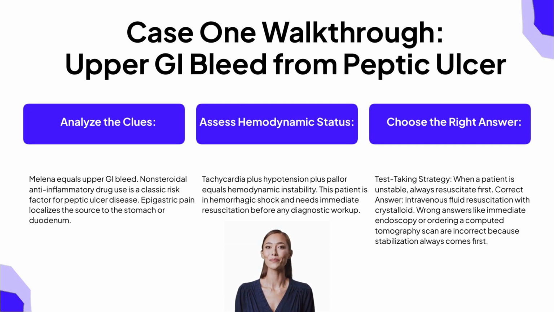First, analyze the clues. Melena tells us this is an upper gastrointestinal bleed. The nonsteroidal anti-inflammatory drug use is a classic risk factor for peptic ulcer disease. Epigastric pain localizes the source. Second, assess hemodynamic status. Tachycardia plus hypotension plus pallor equals hemorrhagic shock. This patient is unstable. Third, apply the test-taking strategy. When a patient is hemodynamically unstable, always choose resuscitation first. The correct answer is intravenous fluid resuscitation with crystalloid. Wrong answers like immediate endoscopy or ordering a computed tomography scan are incorrect because stabilization must always come before diagnostic testing.